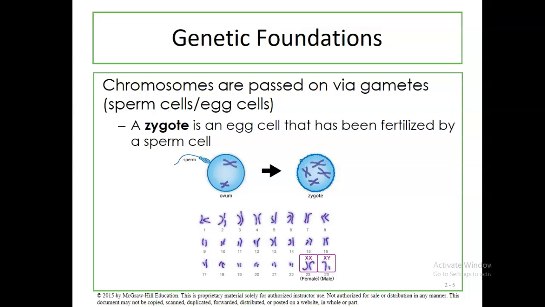Chromosomes are passed on via gametes. These are sperm cells and egg cells. So when we have 23 pairs of chromosomes in our cells, 23 of those chromosomes come from our father's sperm, and the other 23 chromosomes come from our mother's eggs. A zygote is an egg cell that has been fertilized by a sperm cell, so it's essentially conception that's taken place. It's important to be familiar with the term zygote because that'll help us better understand the terms monozygotic and dizygotic twins.